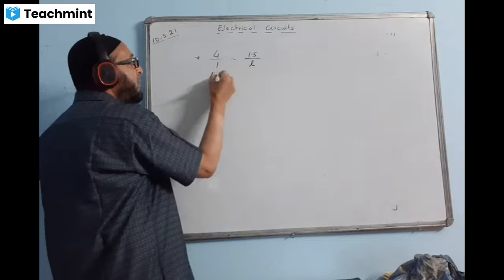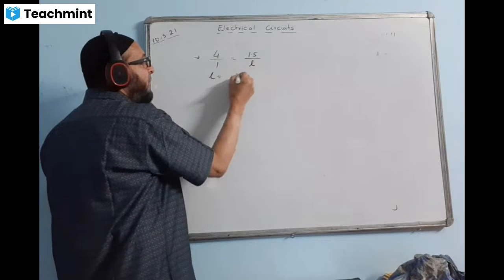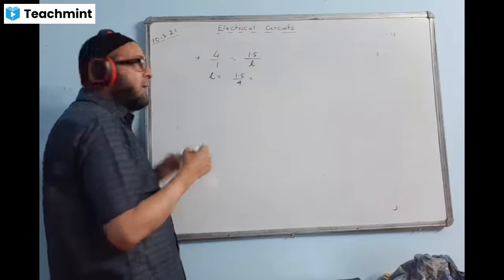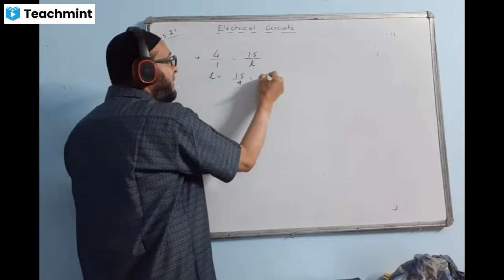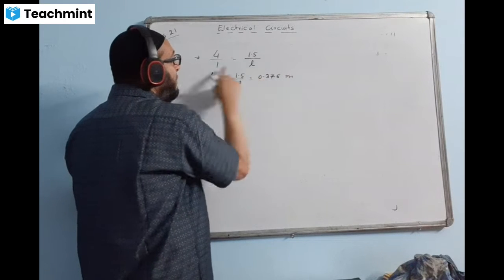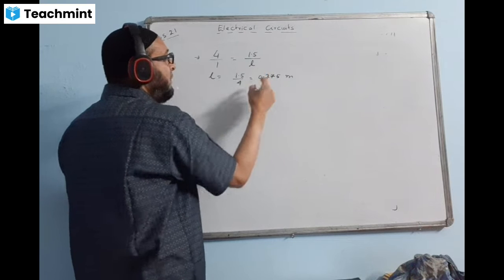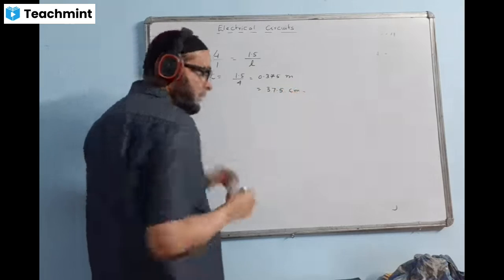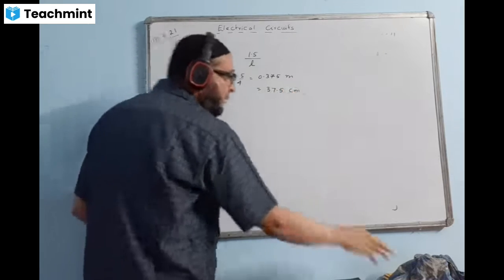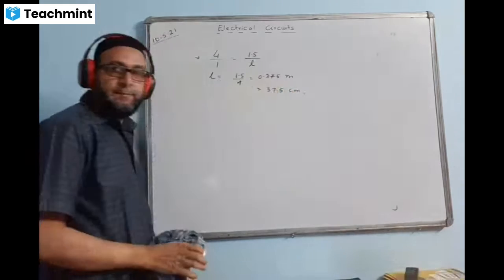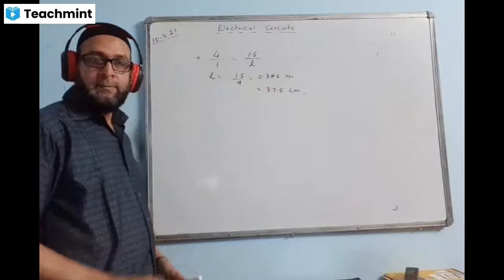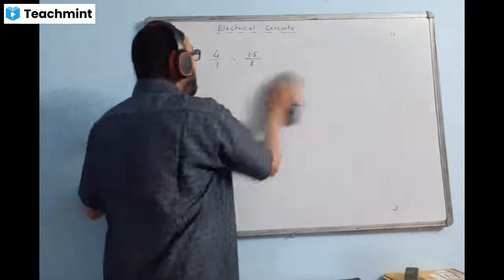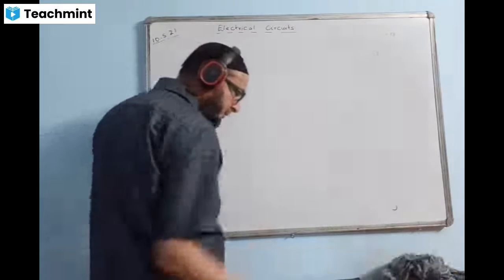Now we'll finish the answer. It will come 1.5 divided by 4. Let us divide it and get the answer. This will give 0.375, but the answer will come in meter because this is meter. We can change it to centimeter, it will become 37.5 centimeter. The answer: 37.5 centimeter. Okay. Now the next question.